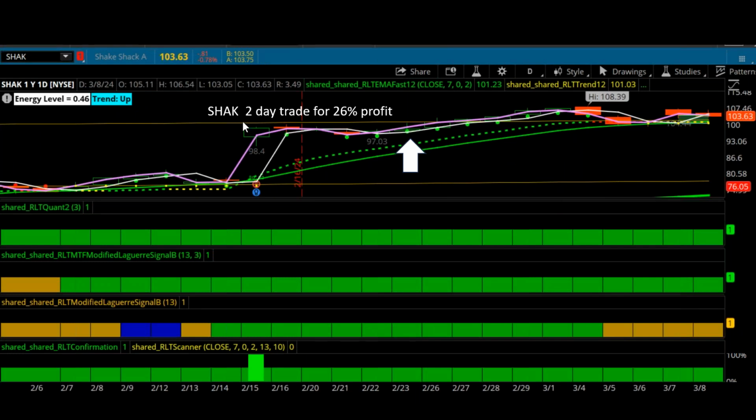This was Shake Shack. We were in a 2-day trade here. This is another daily chart. Again, you look at here, can you tell the institutions are buying this thing? You can see this big gap up here in earnings moving sideways. You see how it's compressing. But we took it right here as it started to roll off of this little white line right here. And we took it long right here.